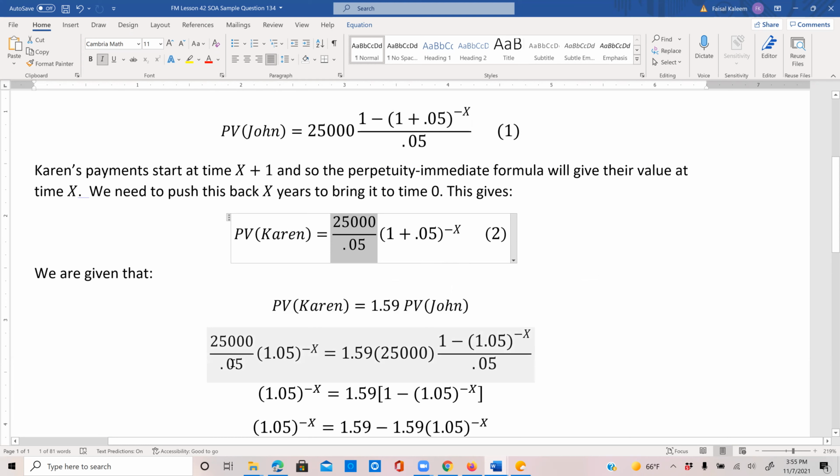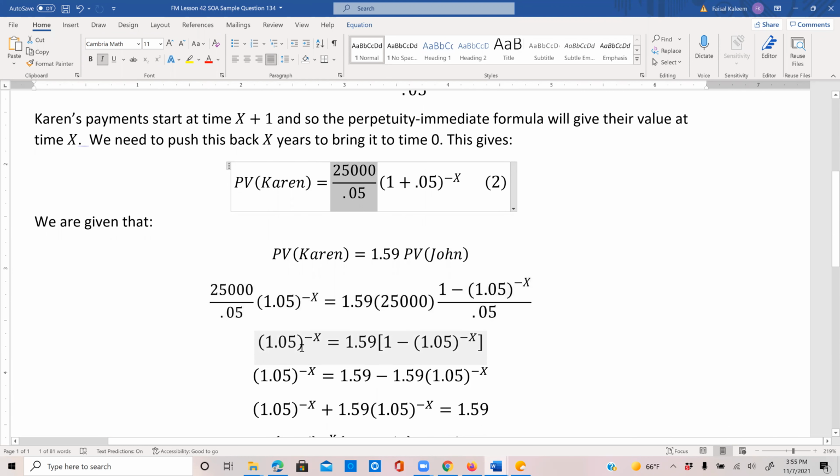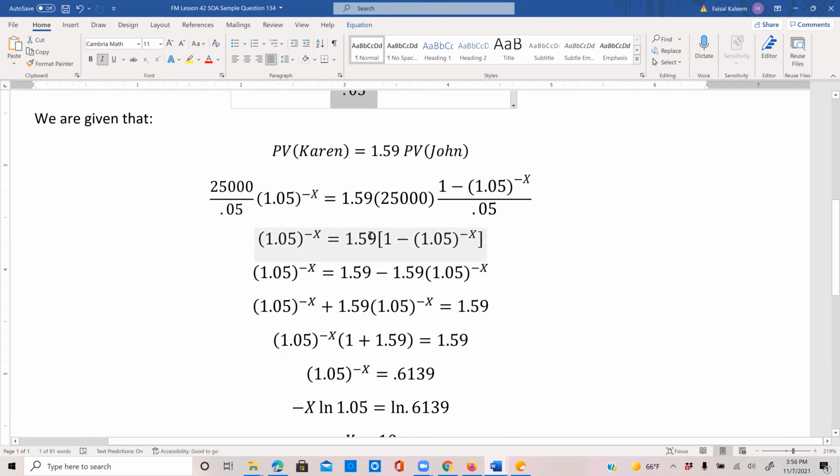When you do that, the 0.05 and the 25,000 cancel from both sides. Then we get 1.05 to the power negative X equals 1.59 times 1 minus 1.05 to the power negative X, and you distribute the 1.59, bring this negative term to the left side, where it becomes positive, and factor out 1.05 to the negative X. You're left with 1 from the first one and 1.59 from the second one.